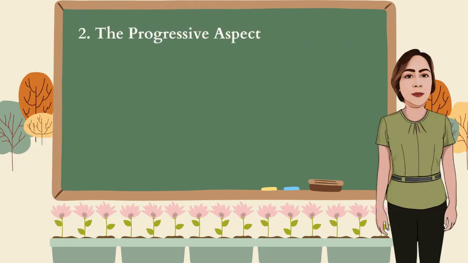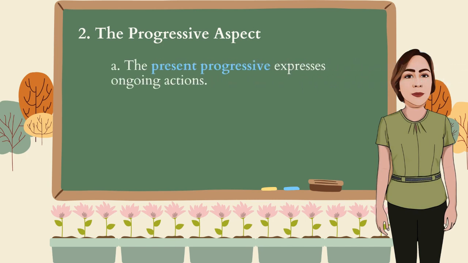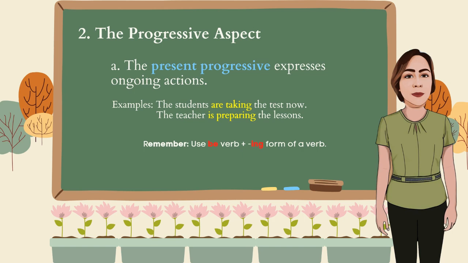Number 2 is the progressive aspect. Letter A, the present progressive. The present progressive expresses ongoing actions. Examples: The students are taking the test now. The teacher is preparing the lessons. Remember, use be verb plus ing form of a verb.